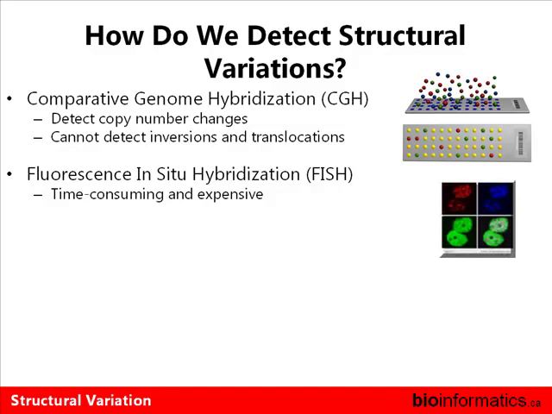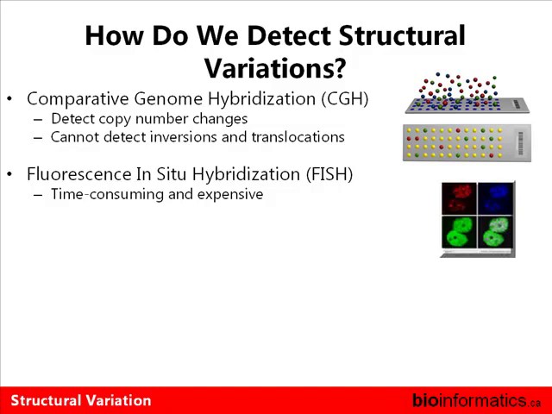This will tell you about things which have changed in copy number, as long as the change is relatively significant. It will not be able to tell you 10 copies versus 12 copies; that's just beyond the resolution of the method. This also cannot detect inversions and translocations, which are copy neutral variants, where there's no underlying change in copy number.